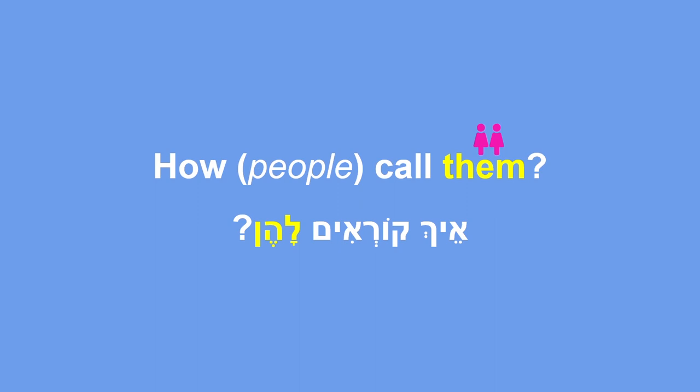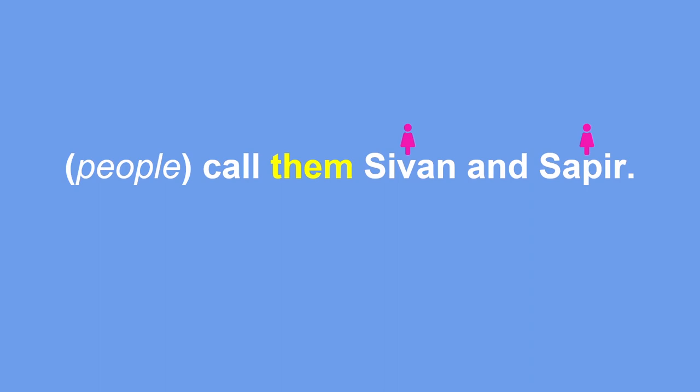People call them Sivan and Sapir. Their names are Sivan and Sapir.